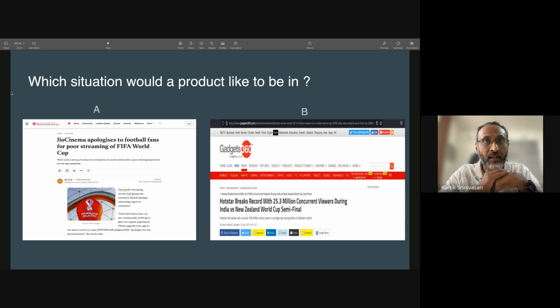And then on the right side, there is scenario B, where we are talking about a different channel which has tried to beam a Cricket World Cup semi-final match with roughly the same number of users that wanted to get logged in. And so you can see the difference between the two news articles. Which one of the products would you like to be associated with? Option A or option B?